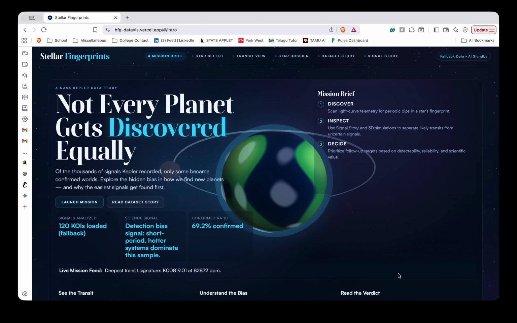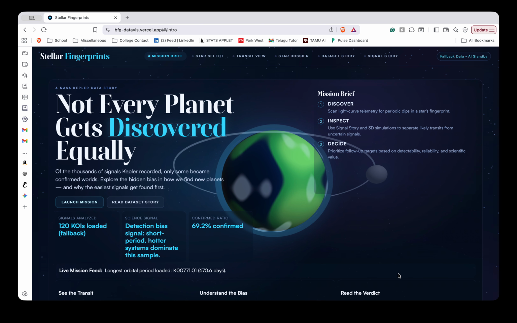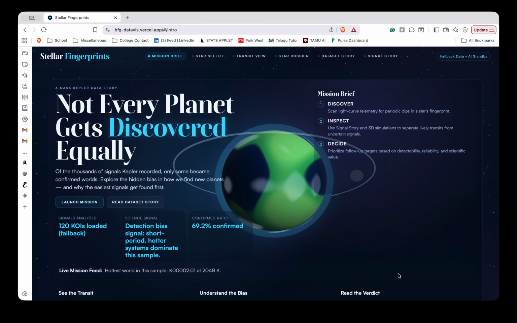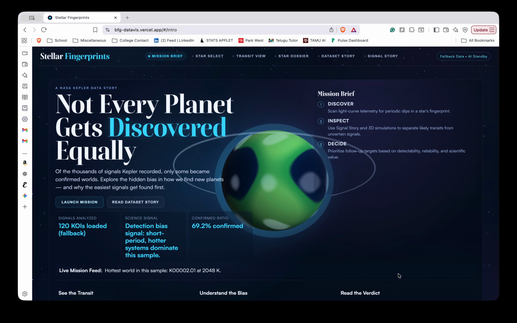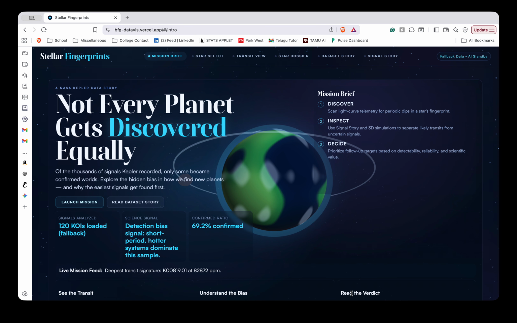Kepler launched in 2009 and spent over 4 years staring at a single patch of sky, monitoring more than 150,000 stars. It was looking for one thing: tiny dips in brightness caused by planets crossing in front of their stars. This method is called transit photometry. So that's kind of what we were looking at here.